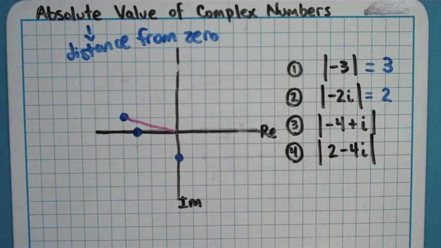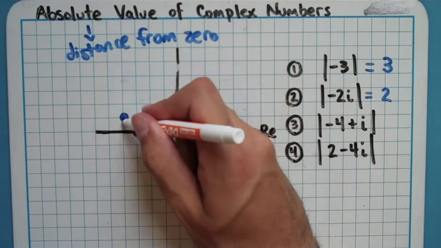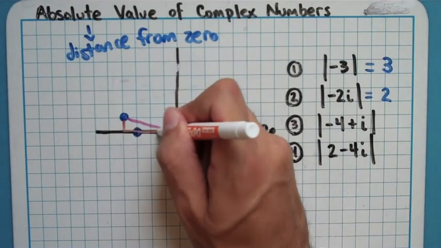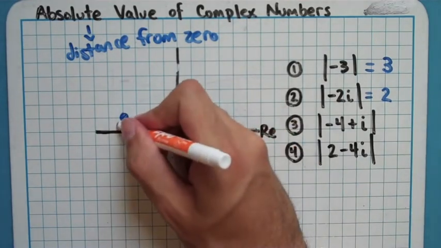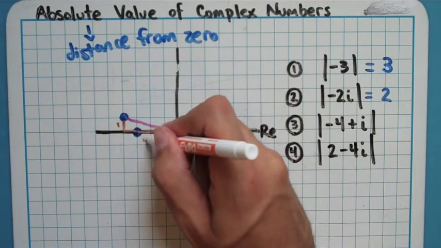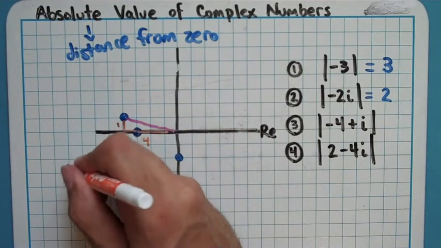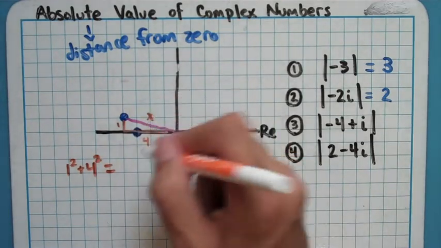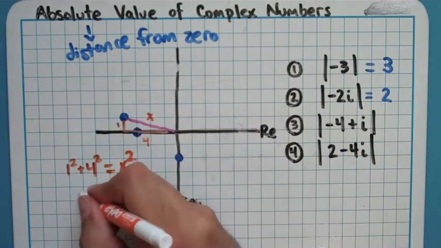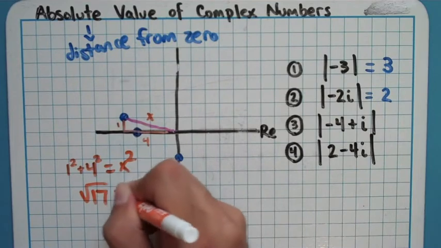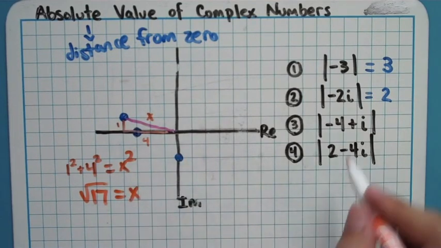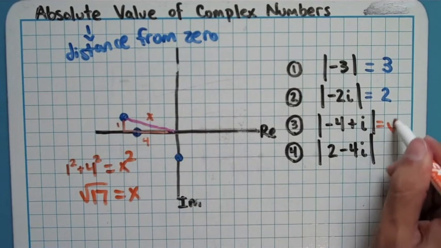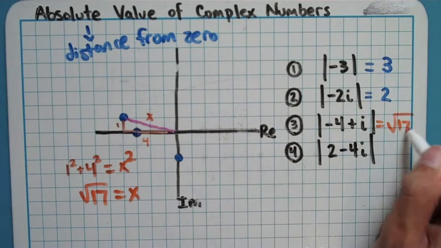Think back to the Pythagorean Theorem. I can make a little right triangle here by connecting that. This side is 1 unit long, this side is 4 units long. All I have to do is the Pythagorean Theorem. 1 squared plus 4 squared equals x squared. And when you solve that, you get the square root of 17. You just do the Pythagorean Theorem like you would in a normal problem. So this absolute value is equal to the square root of 17.